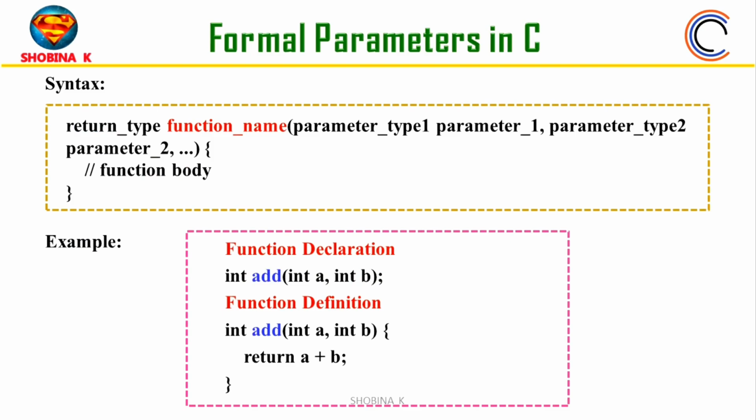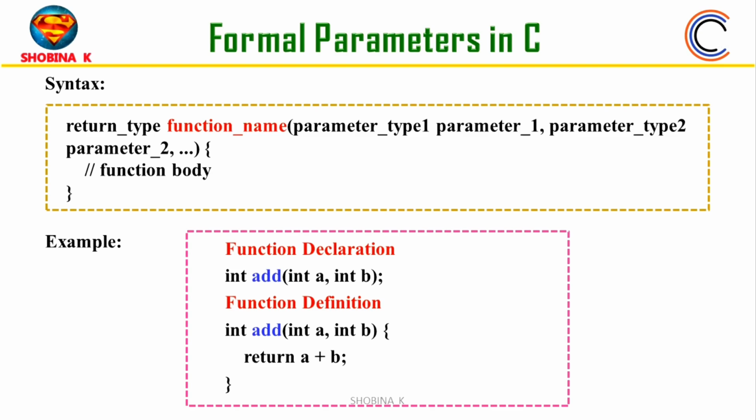Now look at the syntax. Return type, function name, and within parentheses we have parameter type and parameter name. Return type is the type of value the function returns. Function name is the name of the function being defined. Parameter type 1 is the type of the first formal parameter. Parameter 1 is the name of the first formal parameter. Parameter type 2 is the type of the second formal parameter. Parameter 2 is the name of the second formal parameter. The function body is the code that defines what the function does.